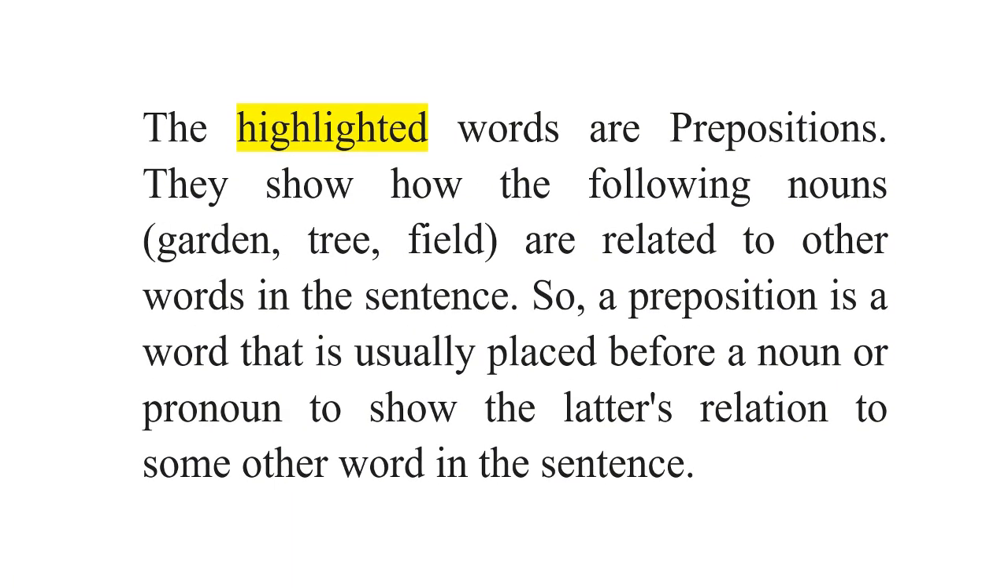Now let's go. The highlighted words are called prepositions. We have already mentioned that they show how the following nouns, garden, tree, field, are related to other words in the sentence. So a preposition is a word that is usually placed before a noun or a pronoun to show the relation to some other word in the sentence, right?